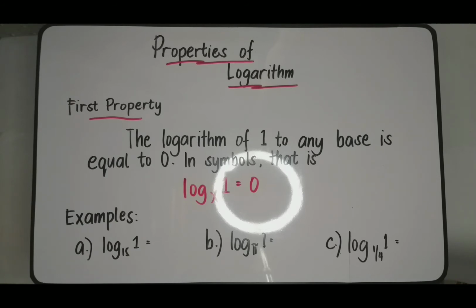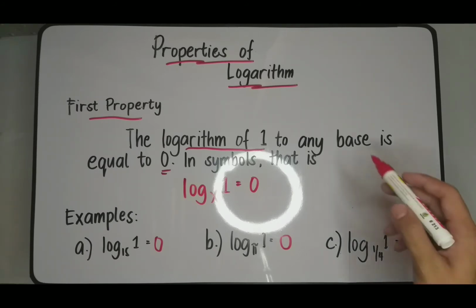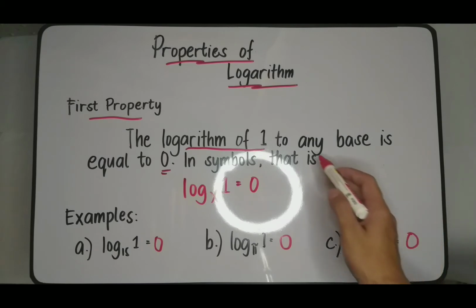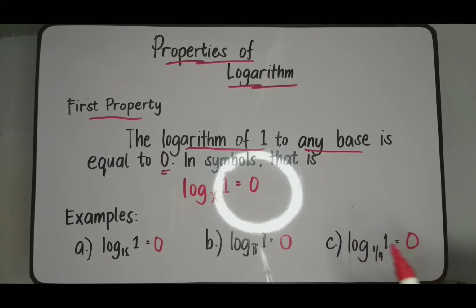Since it is the logarithm of 1, according to the first property, logarithm of 1 to any base is equal to 0. So the answer is 0. And then letter B, logarithm of 1 to the base pi, 0 also. And lastly, logarithm of 1 to the base 1/4 equals 0. So even if the base is a million, or even letters, okay? Logarithm of 1 to any base should be equal to 0.